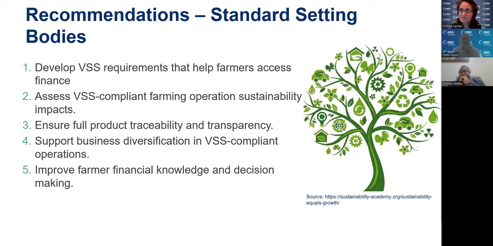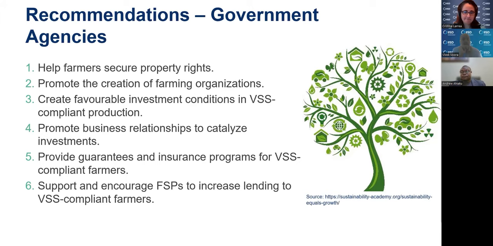The recommendations for government agencies include, first, establishing clear land tenure, especially for women, can encourage farmers to adopt more sustainable agricultural practices. Land tenure is fundamental to access financing and attract investments.